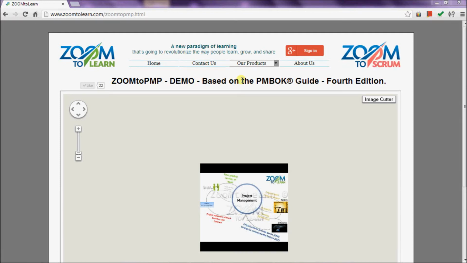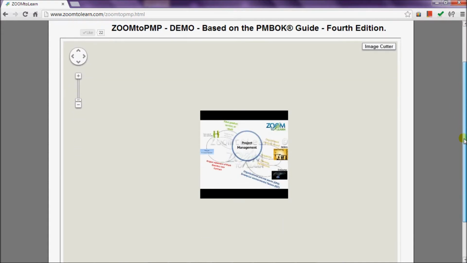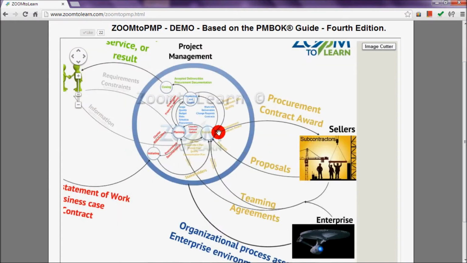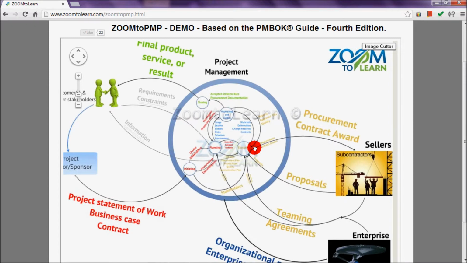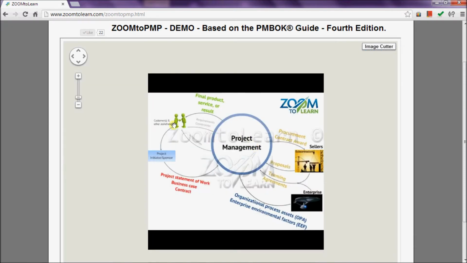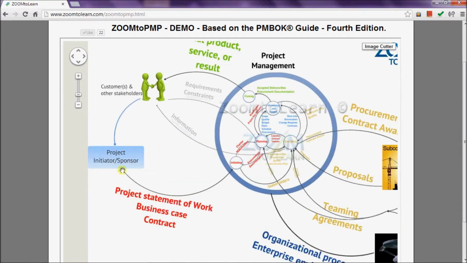Welcome to Project Management in 2 Minutes, based on the Project Management Body of Knowledge Guide, 4th edition. Today we're going to talk about the 4 players of project management who have some kind of external interfaces with the project team. They are customer, sponsor, sellers, and enterprise.